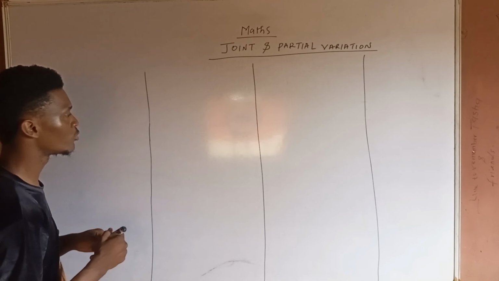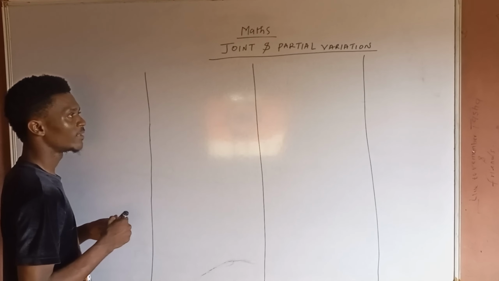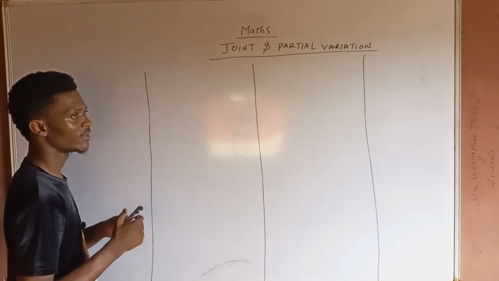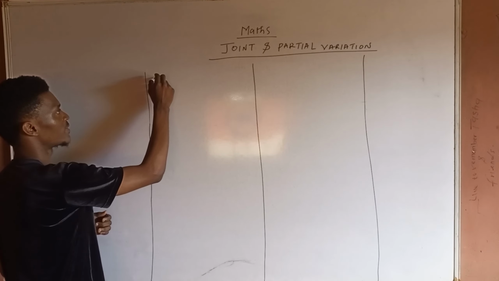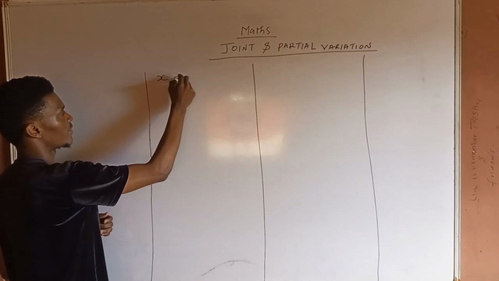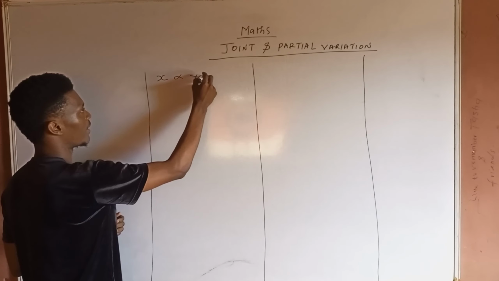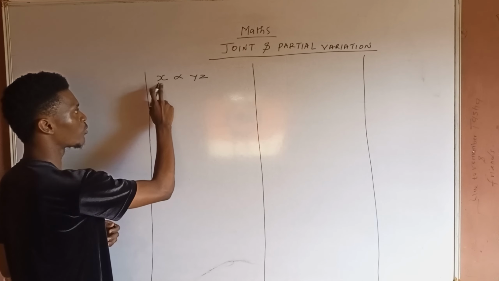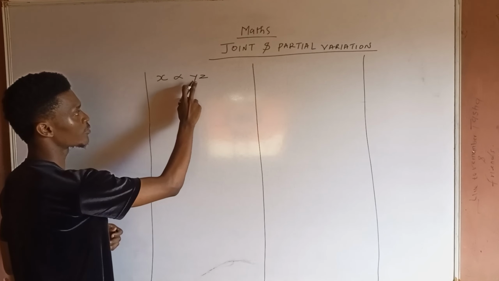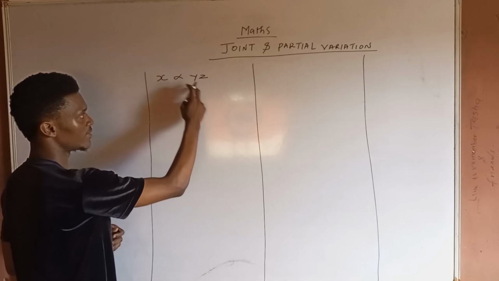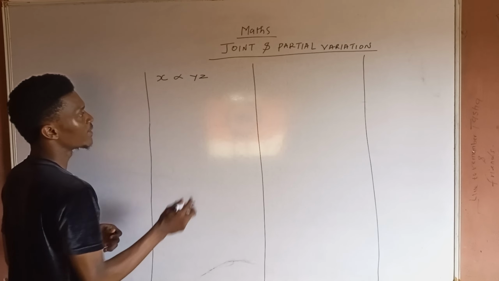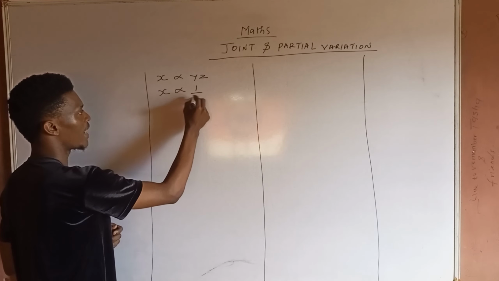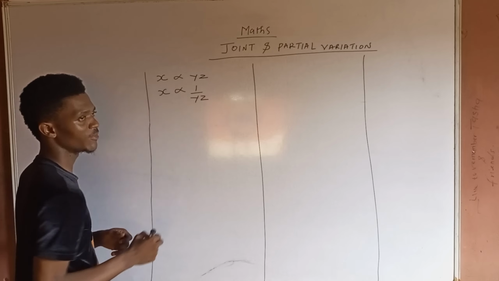If I am told to represent x is directly proportional to y and z, it's going to be represented as x is directly proportional to y and z. You understand the point? This is joint variation in that a given quantity is directly proportional to y and z coexisting, so more than one quantity. Then we could also have x inversely proportional to y and z. This is also joint variation.